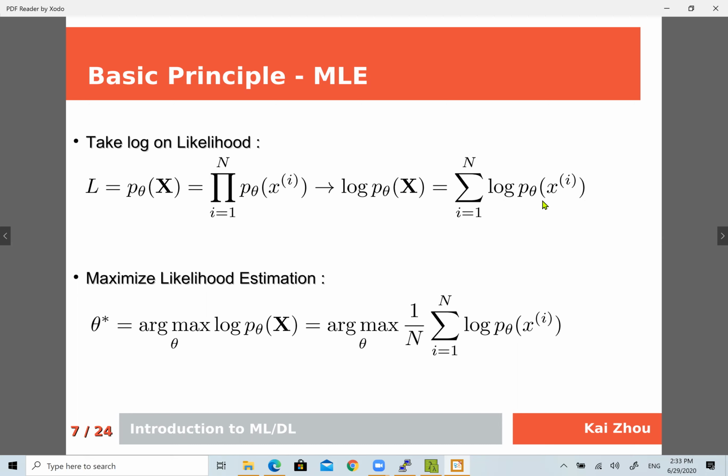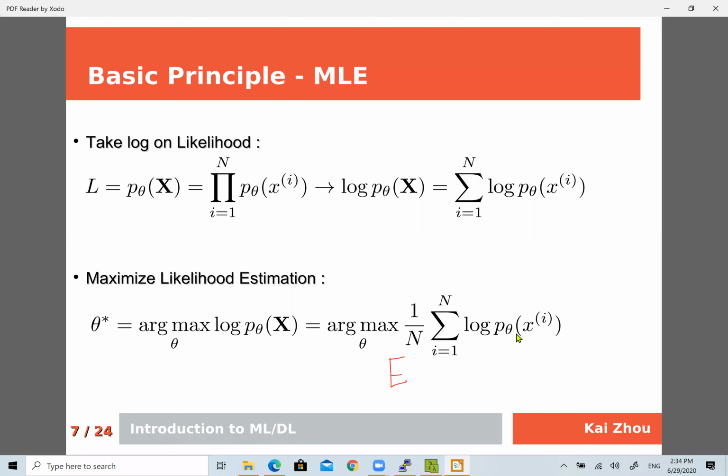And now what maximum likelihood estimation will do is assert that the optimal model parameter is the one which can maximize the log likelihood, right? And because inserting a constant will not influence the result of this argmax operation, we can insert 1 over N here. N is the number of data points we have in the training set. And this is what? This is the expectation of this log likelihood on the data distribution function.